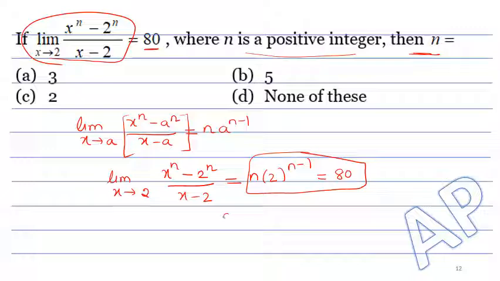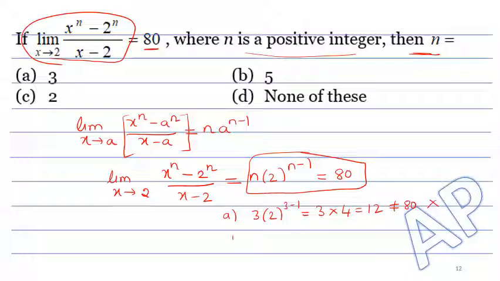First I will take option A. That is, if you take n is equal to 3, we will get 3 into 2 to the power of 3 minus 1. That is 3 into 2 to the power of 2. That is 3 into 4, which is 12, which is not equal to 80. So option A is not the correct answer.